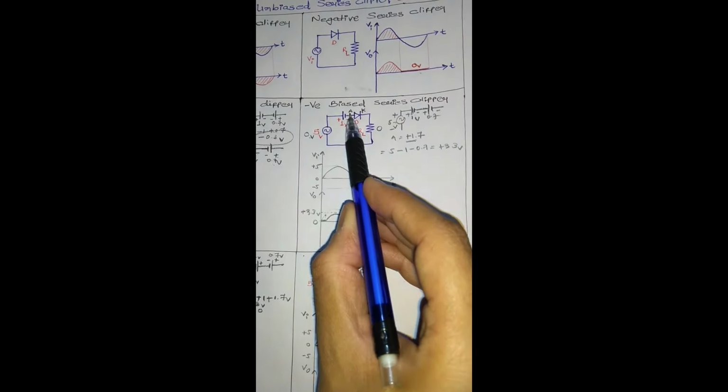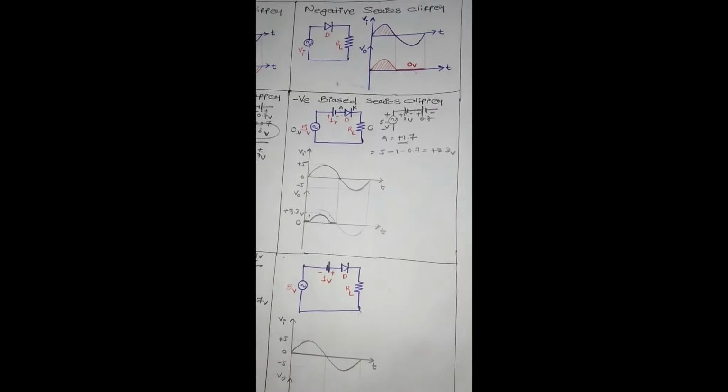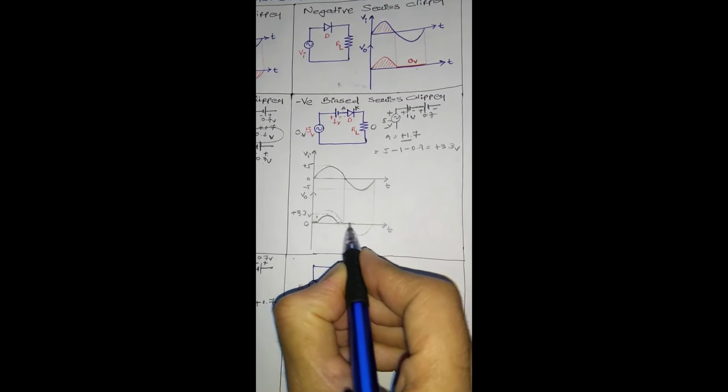So in case of the negative cycle, anode is minus, which means anode is negative compared to cathode. So definitely D is off. So in the whole negative cycle, output is equal to 0 because D is off, so it is an open circuit.